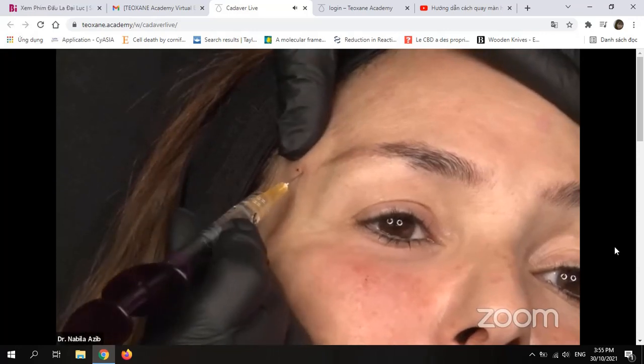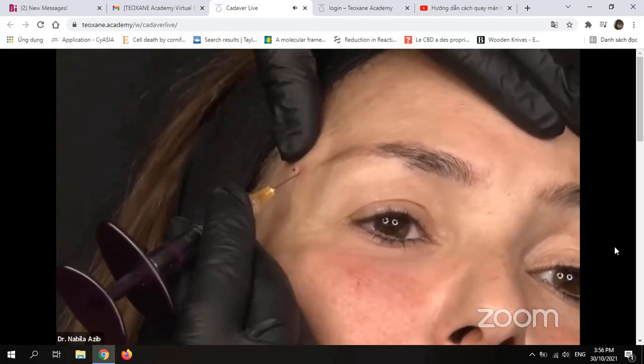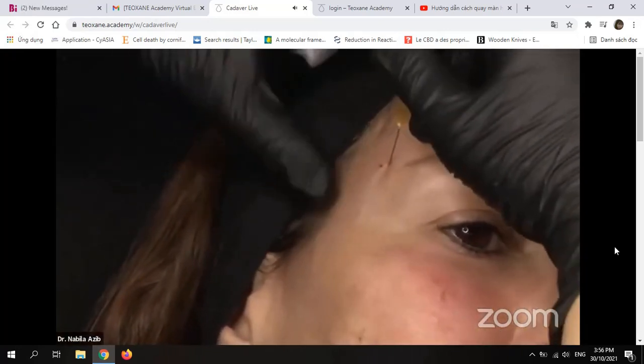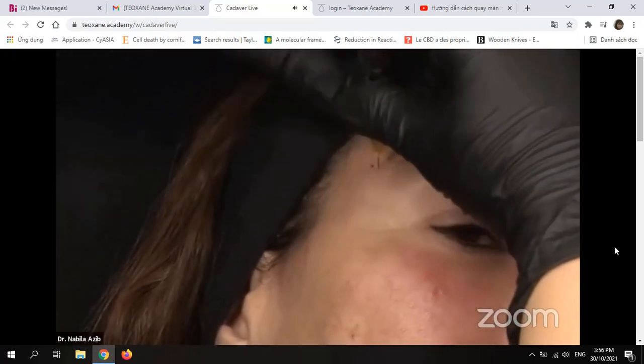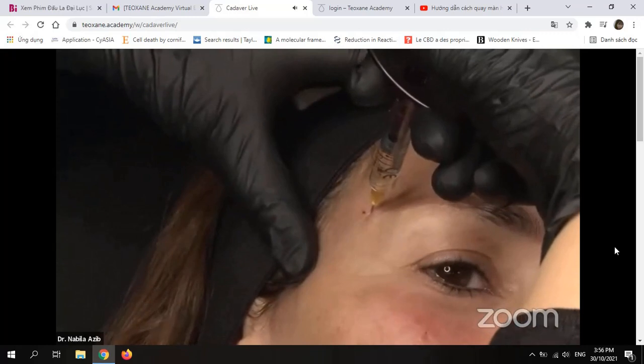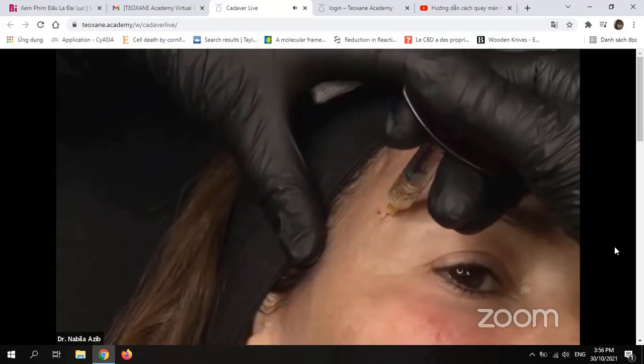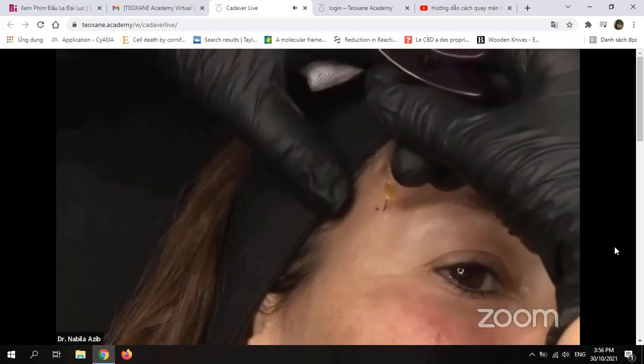And now I already injected 0.4. Now 0.6. I change the direction of my needle to go to the lowest part, and you see the need for a long needle here. 0.1, another 0.1.